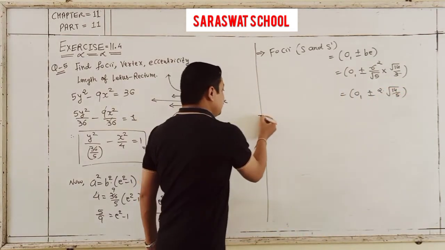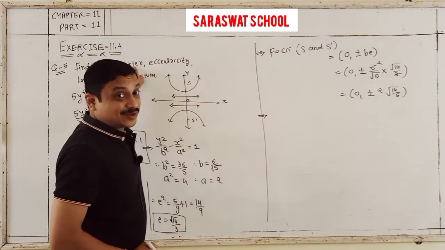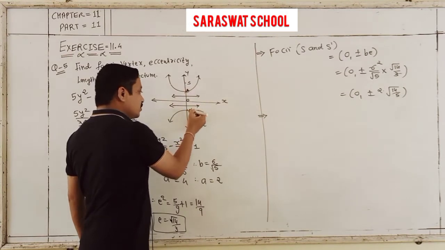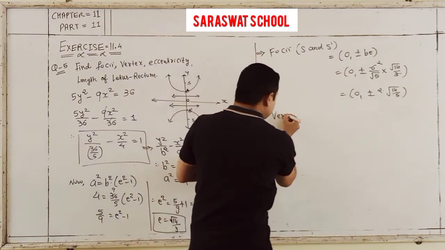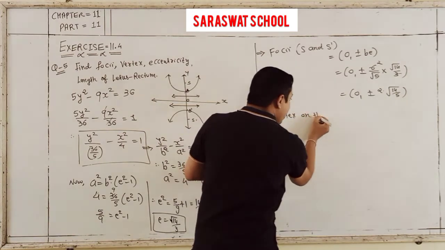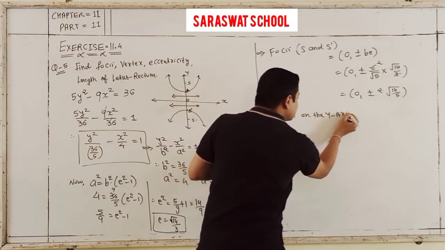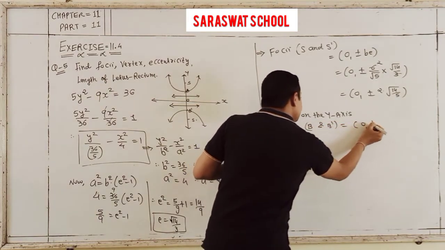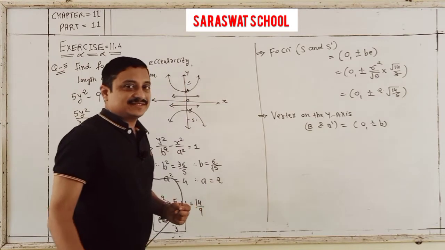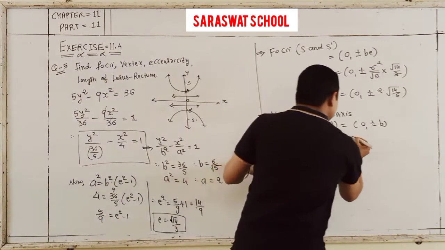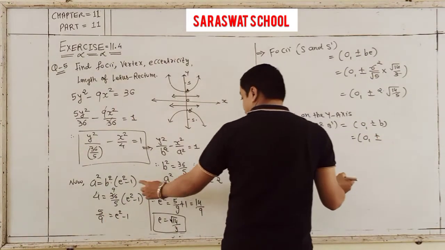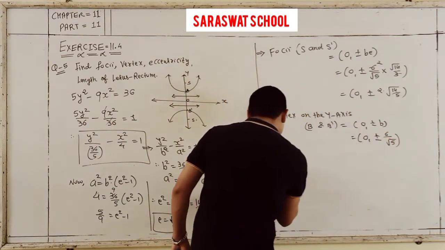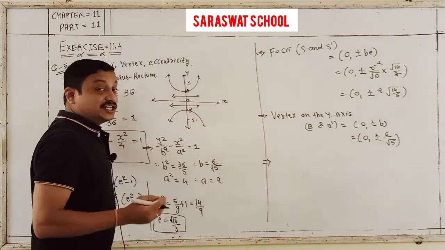Now secondly, asking for the vertex on the y axis. It means the vertices B and B dash. So the vertex on the y axis, just like B and B dash, is 0 comma plus or minus b. And what is b, students? Yes, b we know already, here 6 by root 5. Now continue, the third part is the eccentricity, which we already derived.